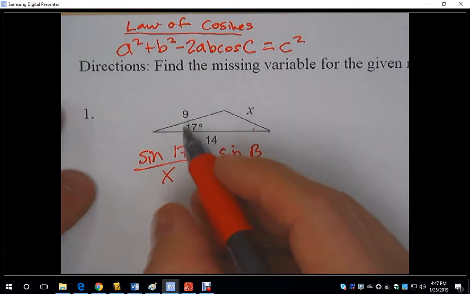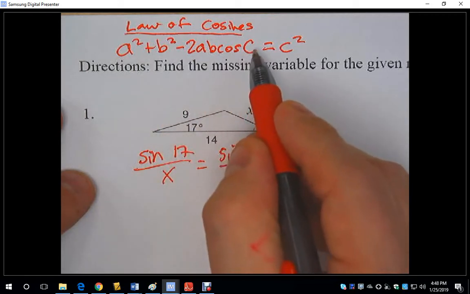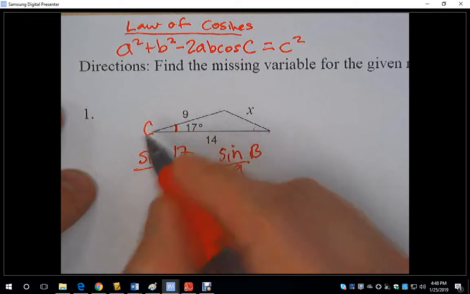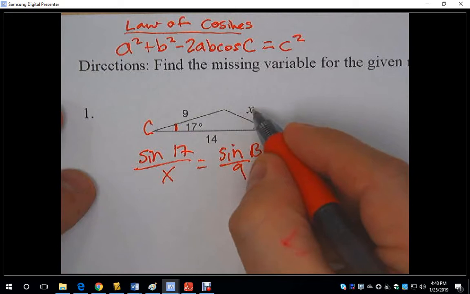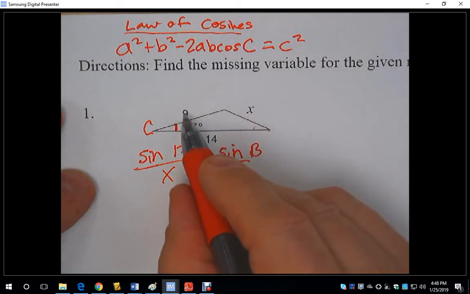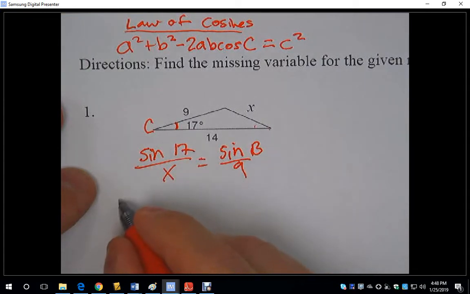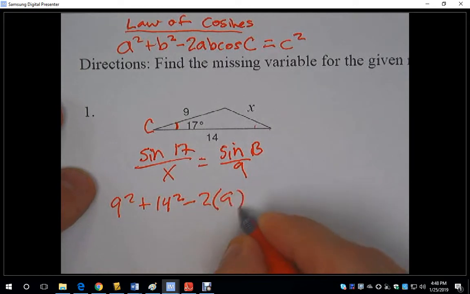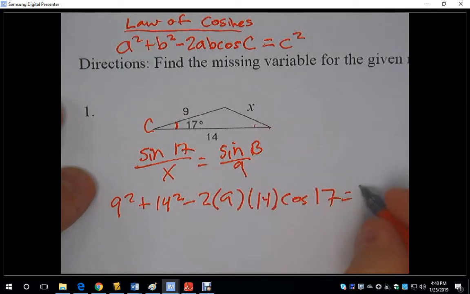For the law of cosines, the only angle here is angle C. I'm going to label the only angle that I'm given here as angle C. That would mean my length C is going to be x, and A and B are somewhat interchangeable, so it doesn't matter. I'm just going to go ahead and start. I have 9 squared plus 14 squared minus 2 times 9 times 14 cosine of 17, that's my angle, and that equals my x squared.